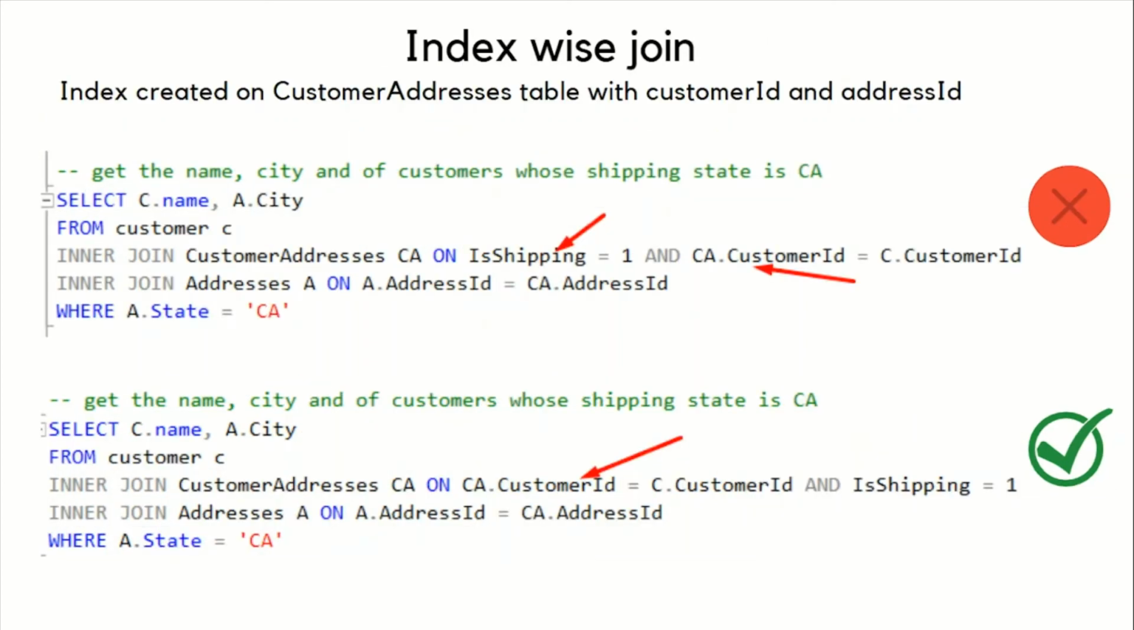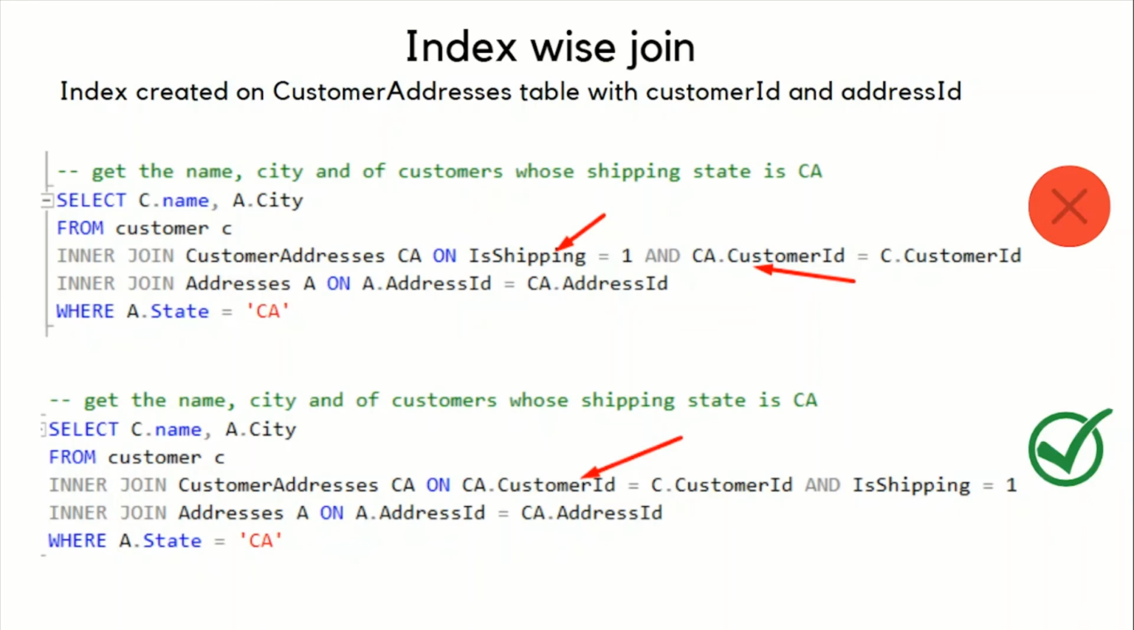The joins column sequence also impacts your query. Your joins on parameter sequence should be like primary key, indexing of the table columns, and then other. In this example, customer address ID is a primary key and the index has been created on the customer address table with the customer ID and address ID columns. So first you need to try to join with the primary key if it is possible.